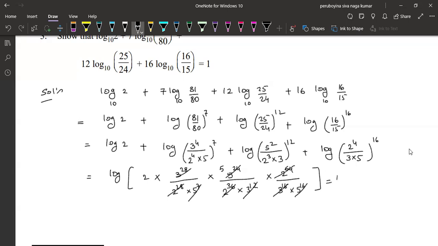So finally, log of 2 into 5, which is log 10. Of course, it is base 10. So the answer is 1.